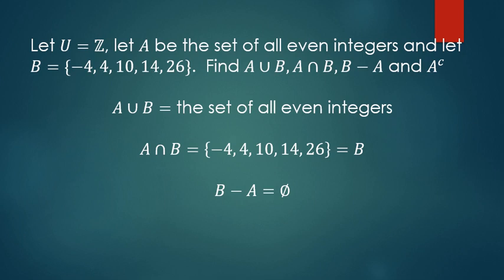And then we have a complement left to find. The universal domain, the universal set, is all whole numbers. A is the set of all even whole numbers. So what are the other things that make up the set of all whole numbers that aren't even? Well, they're all the odd whole numbers, or the odd integers. So that's what A complement will be. It's going to be the set of all odd integers.